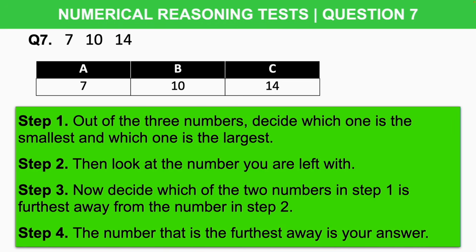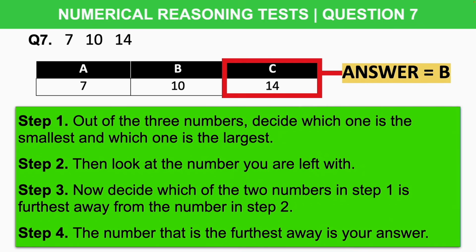So in this question, with the numbers 7, 10 and 14, we can see that the largest value is 14 and the smallest value is 7. This then leaves you with the number 10. Once you've decided which number remains, in this case number 10, you must decide which of the 2 numbers, 7 and 14, is the furthest away from it. To work this out, you can see that 7 is 3 away from 10, but 14 is 4 away from 10, therefore leaving you with the answer of 14. So the correct answer is C.